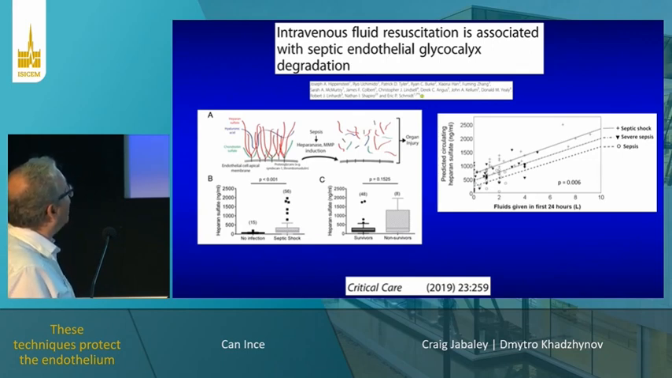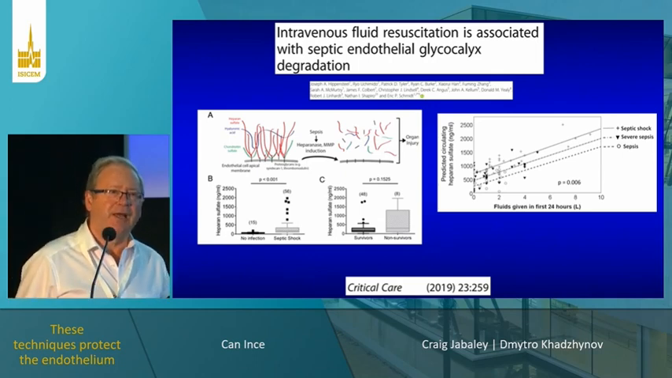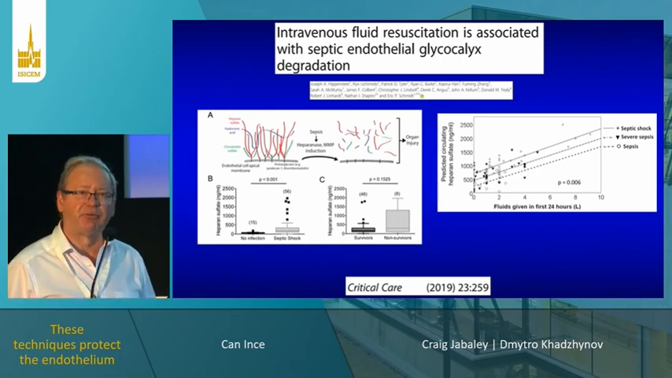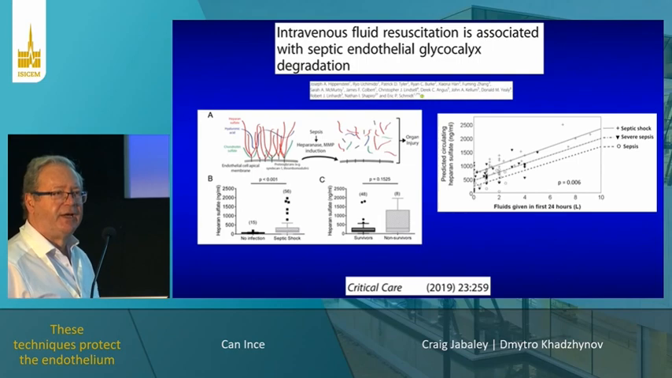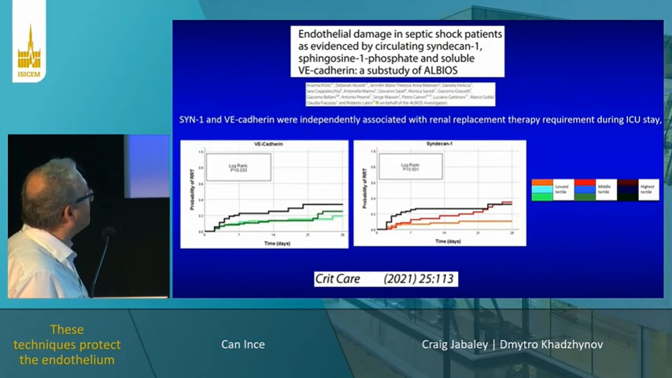So here we see that also in a clinical study, this is a study done by Nature Pure and colleagues, that the amount of fluids that you are given correlates to the amount of circulating heparan sulfate. So you can measure circulating shedding products of the glycocalyx, such as syndecan-1 and heparan sulfate, and this at the moment is the gold standard.